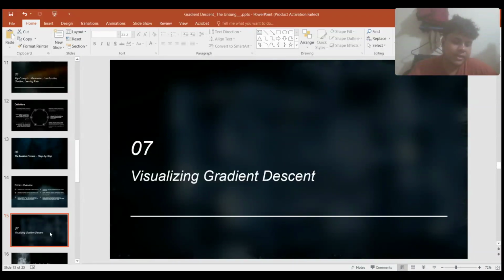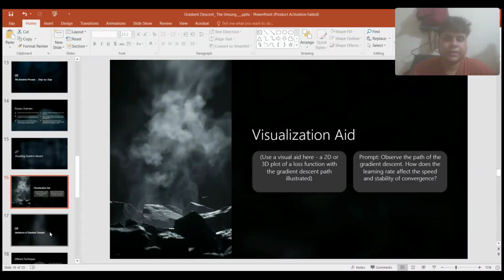The learning rate is critical. If it's too large, the steps might be so big that we overshoot the minimum, potentially oscillating around it, even diverging away from it. If the learning rate is too small, the steps will be tiny and the learning process could be very slow, taking a long time to converge to a good solution or even getting stuck in a shallow part of the loss landscape. Next, we will try to visualize gradient descent.